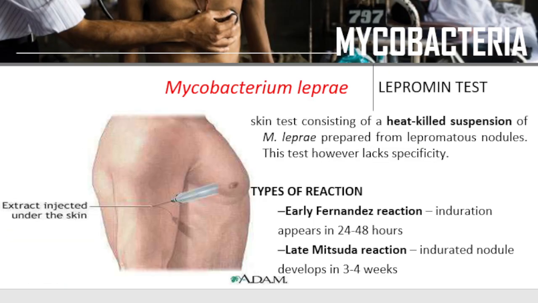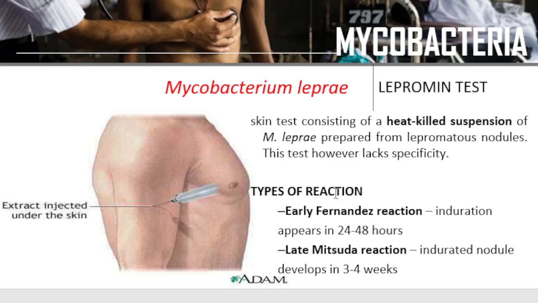Okay? And so, how do we detect Mycobacterium leprae in humans? Via the lepromin test. Okay, this is a skin test which consists of a heat-killed suspension of Mycobacterium leprae. These are prepared from lepromatous nodules, and this test, however, lacks specificity. So it is not specific to Mycobacterium leprae.